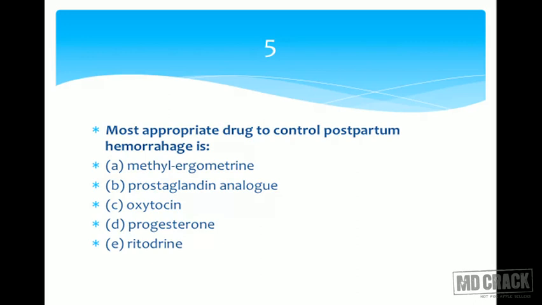Most appropriate drug to control postpartum hemorrhage is. Postpartum hemorrhage, a very important condition. You will have to choose a drug which is going to act on the uterine smooth muscle and is going to produce compression of the arteries, and this compression is going to control the postpartum hemorrhage. So the drug has to contract.